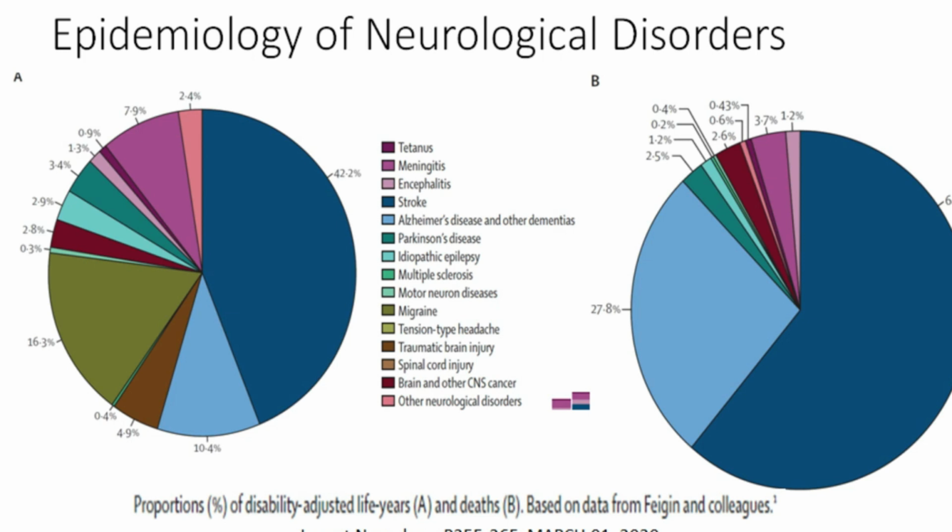The first pie chart is for the disability adjusted life years, and this is for the deaths. You can see how many patients die because of stroke, because of dementias, because of Parkinson's disease, because of trauma. But in the disability chart, another big chunk is headaches, including migraines.